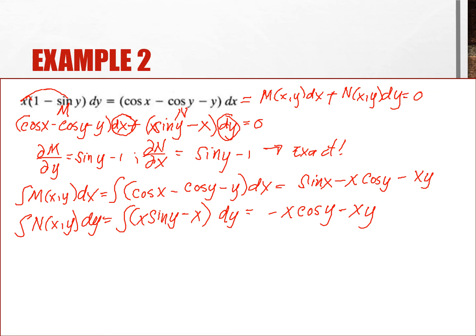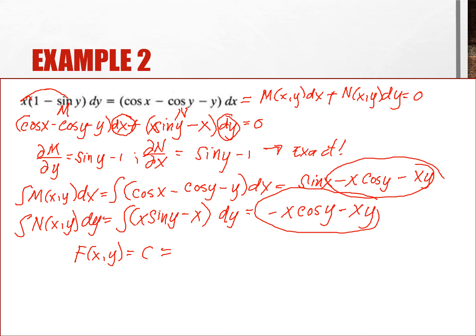So as we can see, we have common terms here, and so we just copy that. The function, your solution to that, equals c, is equal to, just copy, sine x minus x cosine y minus x y.